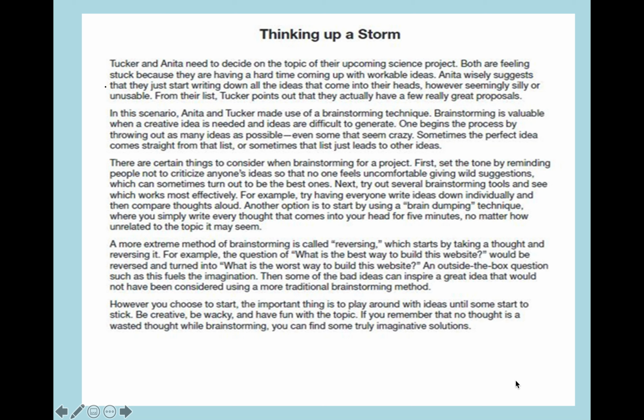There are certain things to consider when brainstorming for a project. First, set the tone by reminding people not to criticize anyone's ideas so that no one feels uncomfortable giving wild suggestions, which can sometimes turn out to be the best ones. Next, try out several brainstorming tools and see which works most effectively. For example, try having everyone write ideas down individually, then compare thoughts aloud. Another option is to start by using a brain dumping technique, where you simply write down everything that comes into your head for 5 minutes, no matter how unrelated to the topic it may seem.